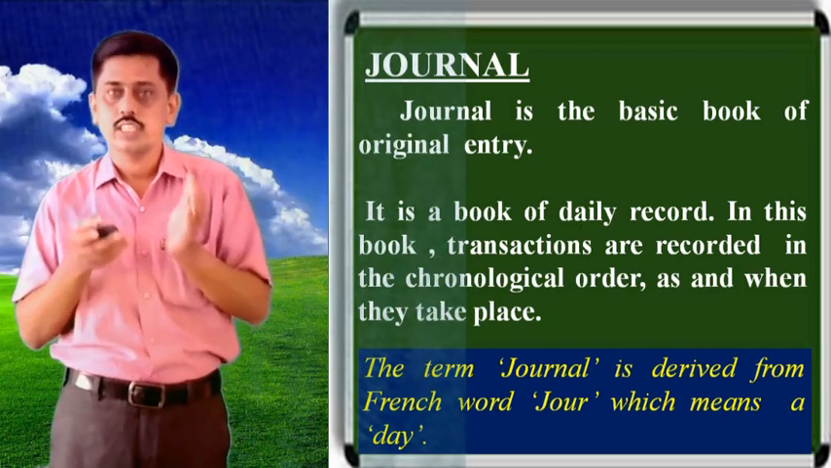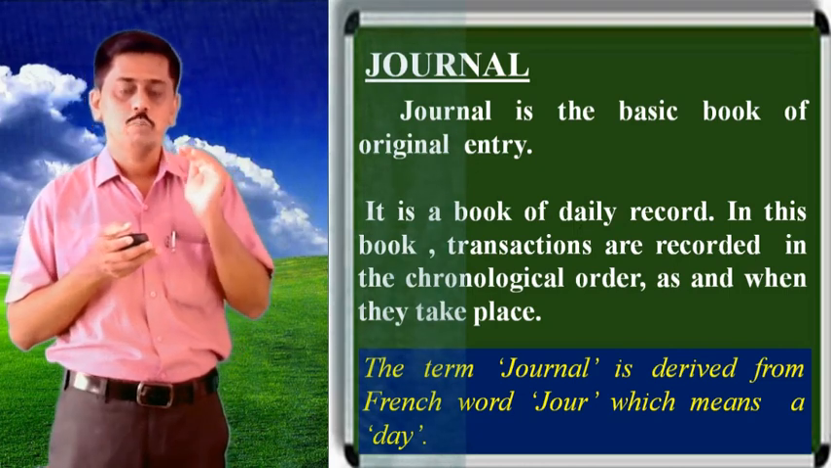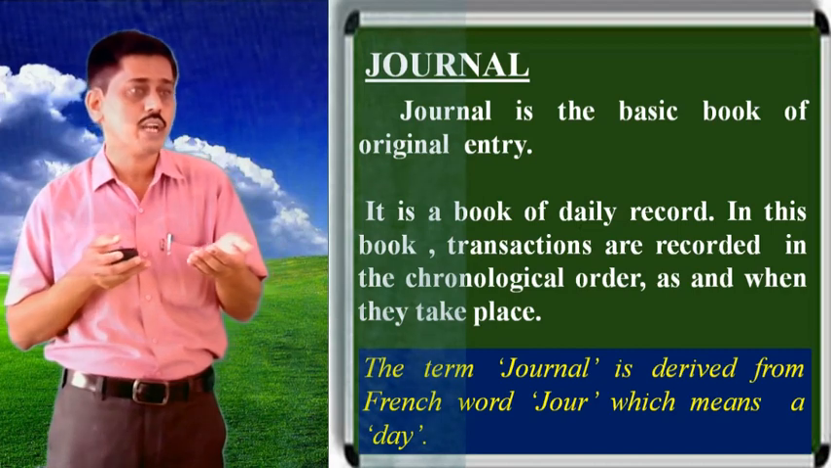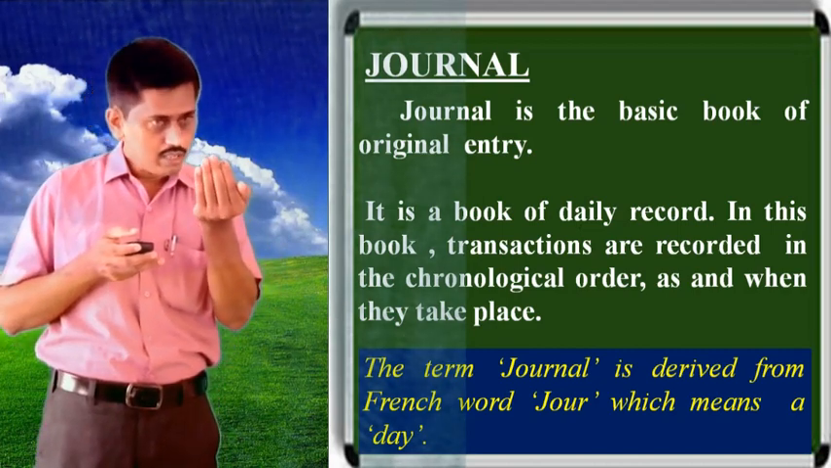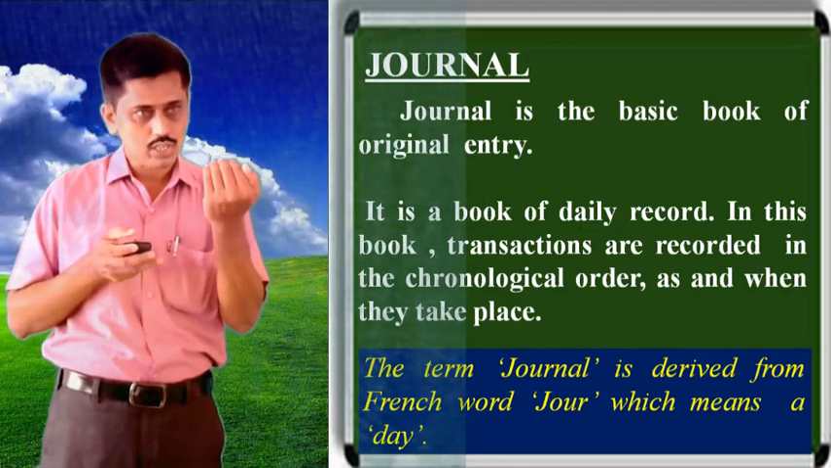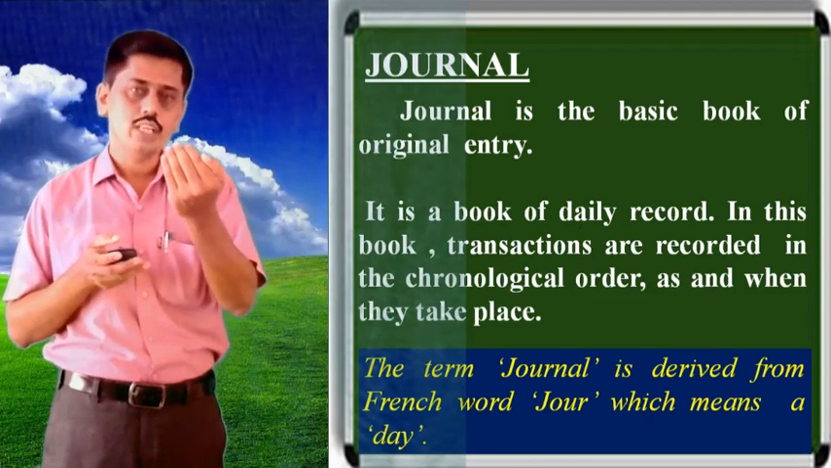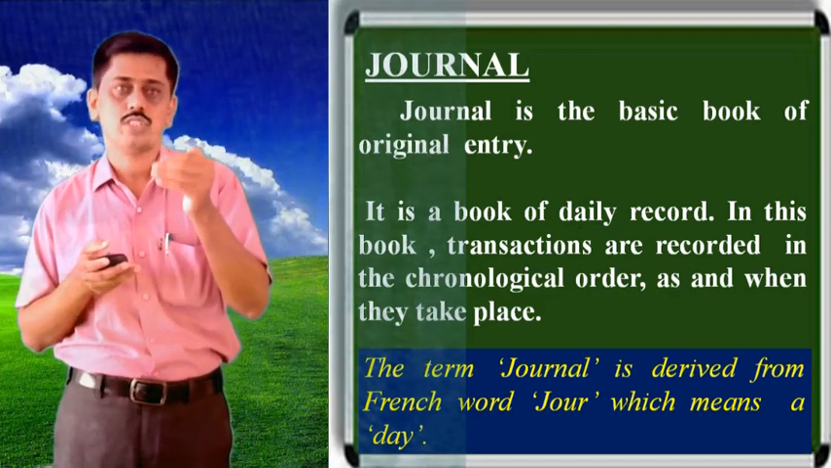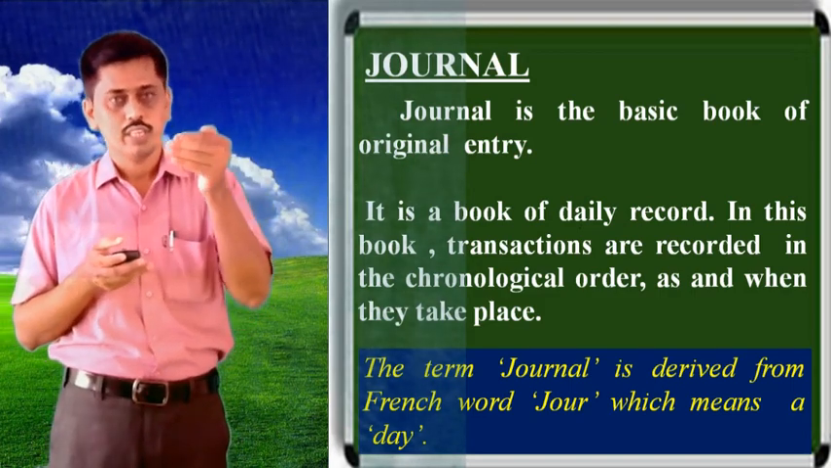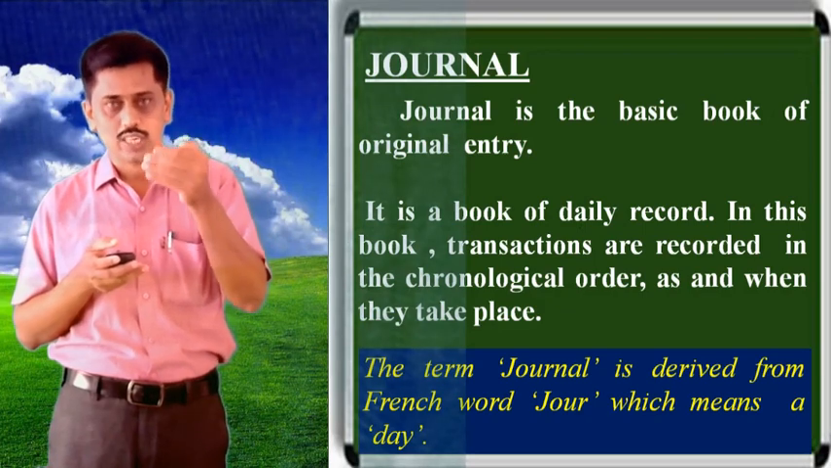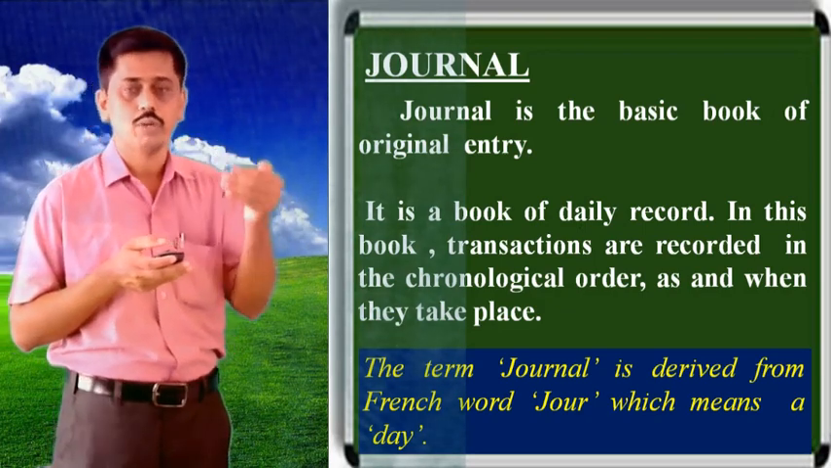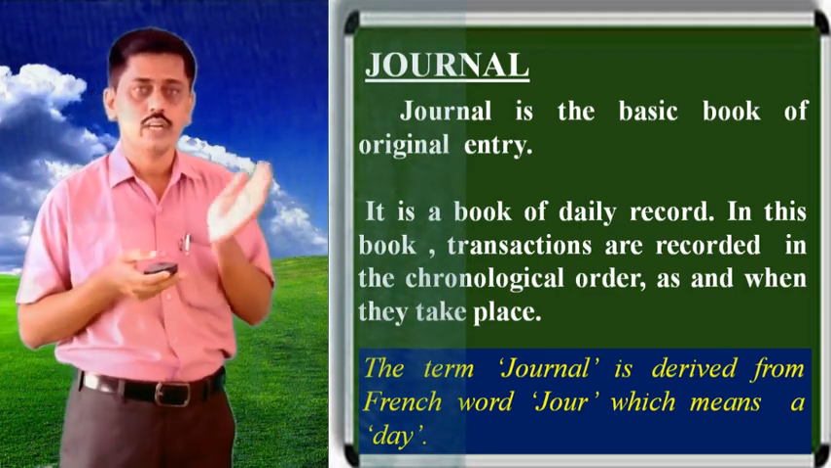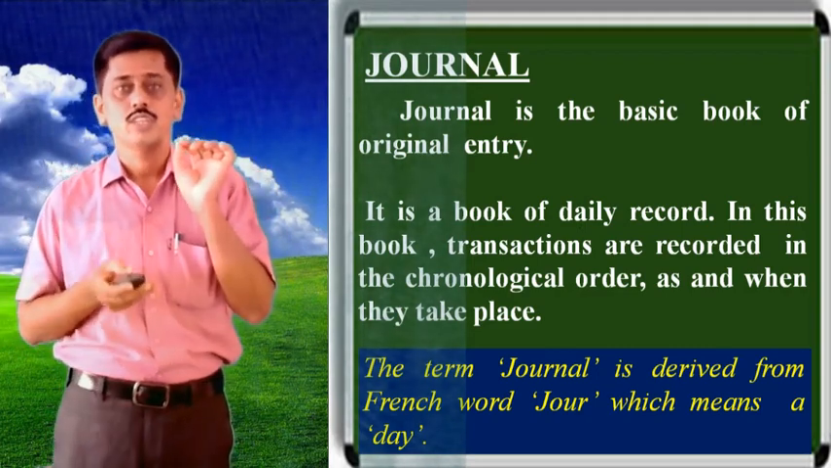Journal is a basic book of original entry, and it's a book of daily record. ಹೇಗೆ ಟ್ರಾನ್ಸಾಕ್ಷನ್ ಅನ್ನು ರೆಕಾರ್ಡ್ ಮಾಡಲಾಗ್ತದೆ ಇಲ್ಲಿ? ಅವು ಯಾವ ಆರ್ಡರ್ ಅಲ್ಲಿ ಟ್ರಾನ್ಸಾಕ್ಷನ್ ಆಗ್ತಾವ, ಅದೇ ಆರ್ಡರ್ ಅಲ್ಲಿ ಜರ್ನಲ್ ಅಲ್ಲಿ ಬರೆಯಲಾಗ್ತದೆ. A transaction that has taken place on 1st November will be recorded on 1st November. A transaction that has taken place on 2nd November will be recorded on 2nd November. Like that, in the order of dates, transactions will be recorded in this book. Such a book is called a journal.